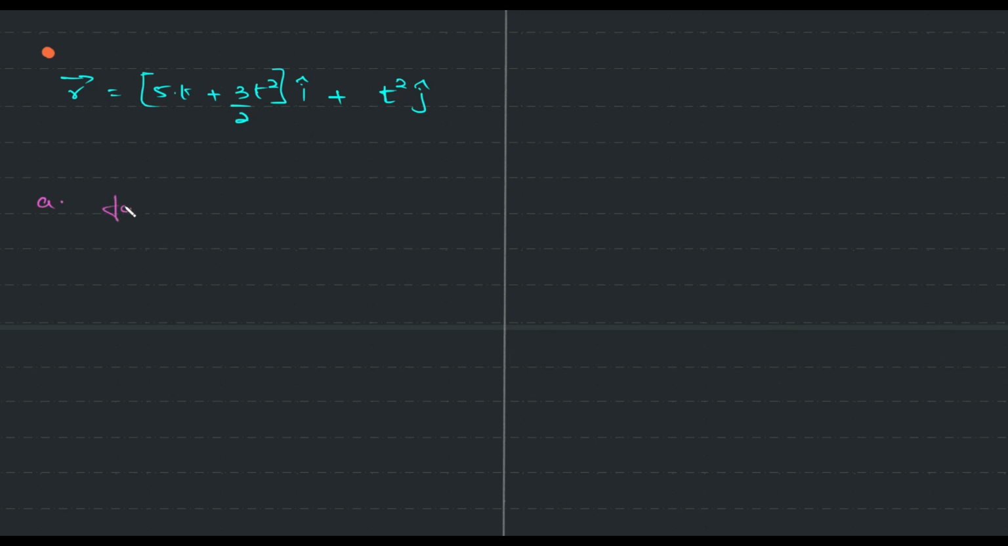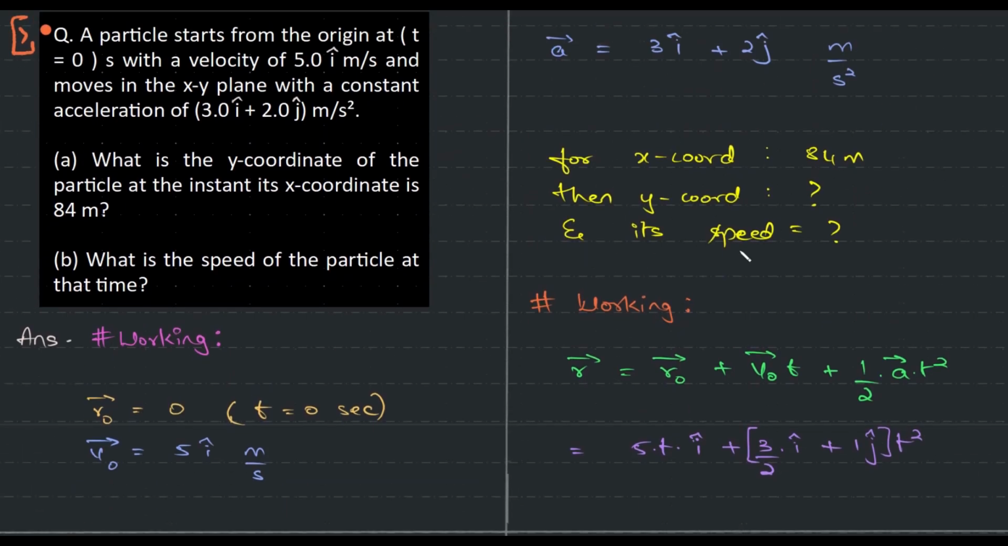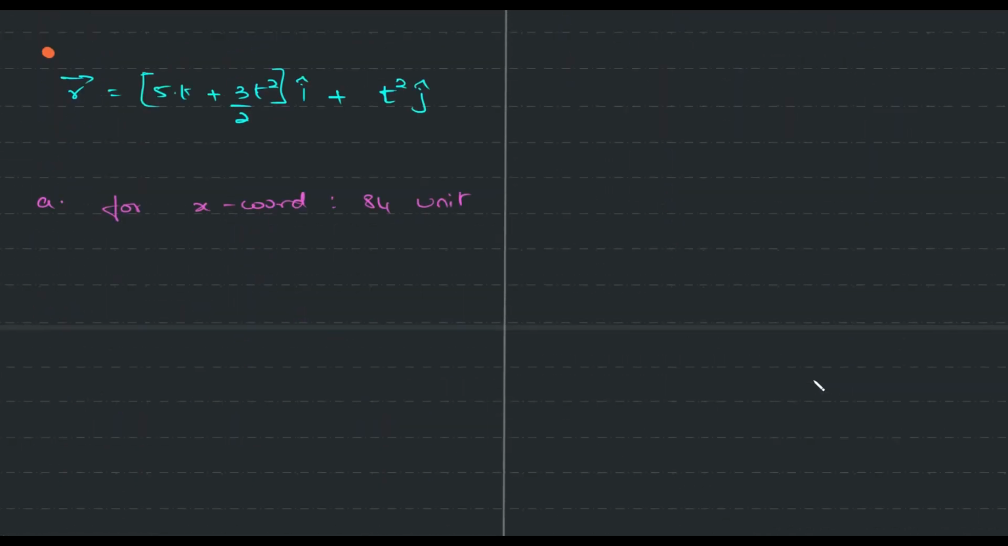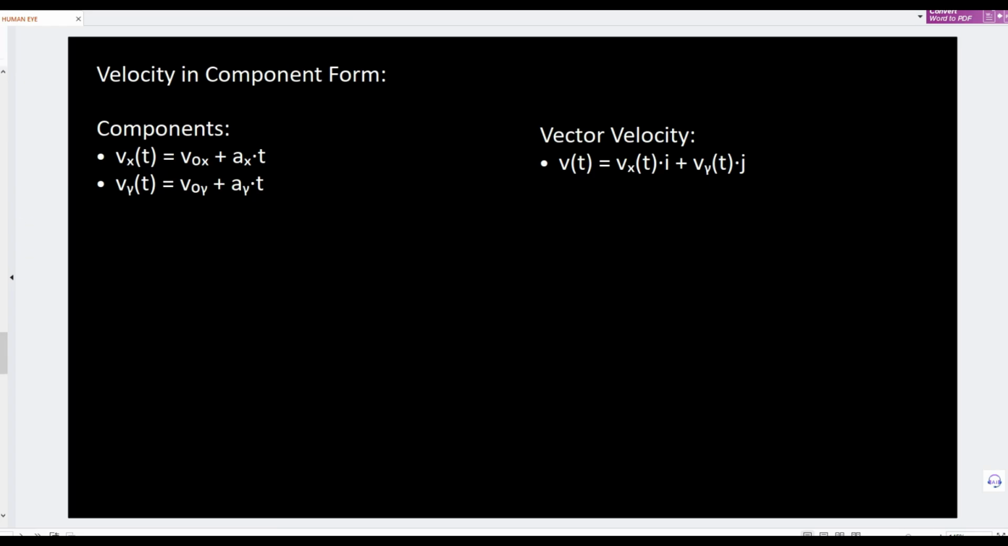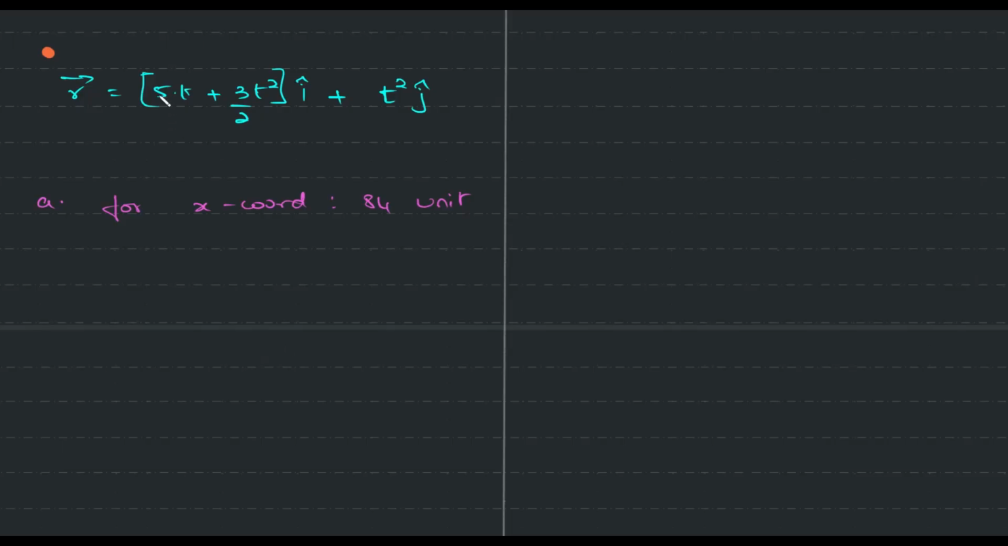And now we can figure out the x coordinate. When the particle is at 84 units, y is equal to how much? What can I do now? Again, it goes back to our initial conversation, the chapter's main funda: all of the complex path can be understood part by part. So this is your x and this is your y. So I can just equate it, as simple as that.